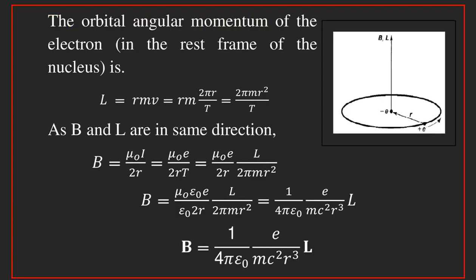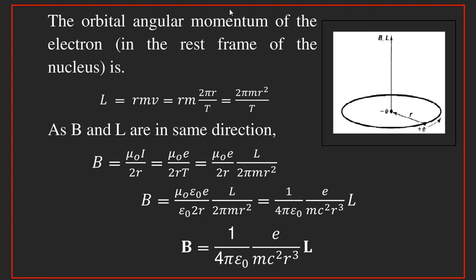Now the orbital angular momentum of the electron, that is in the rest frame of the nucleus. Rest frame of the nucleus is the inertial frame. The orbital angular momentum of the electron is L equal to r m v, because the electron is revolving around the nucleus. That is the expression for the orbital angular momentum in the inertial frame. So that is equal to r m into v, where velocity is distance by time, that is circumference by period, 2 pi r by T. That is equal to 2 pi m r squared by T.